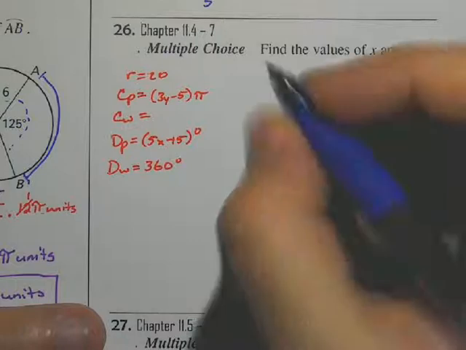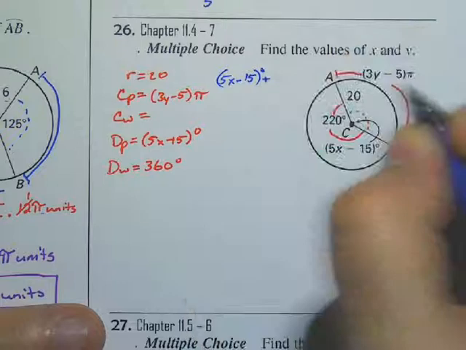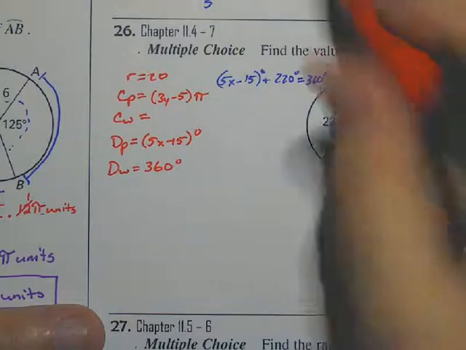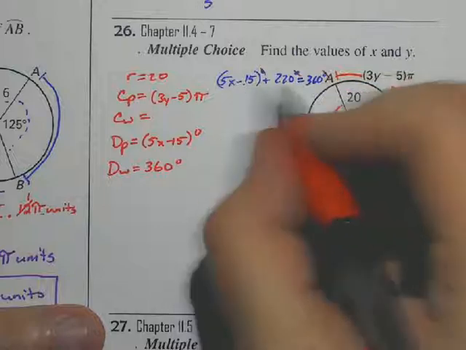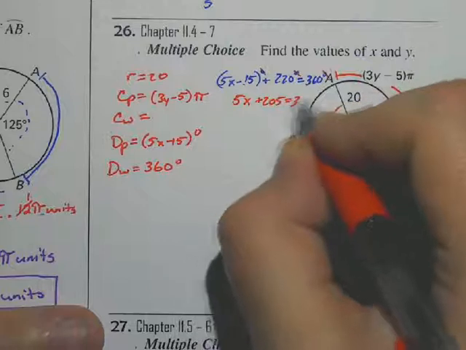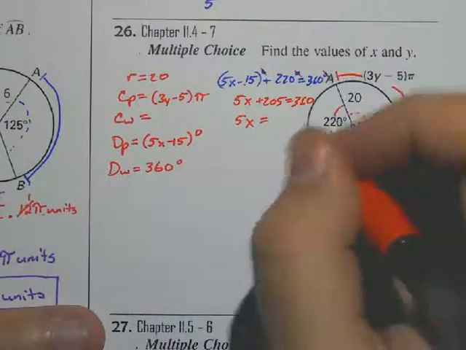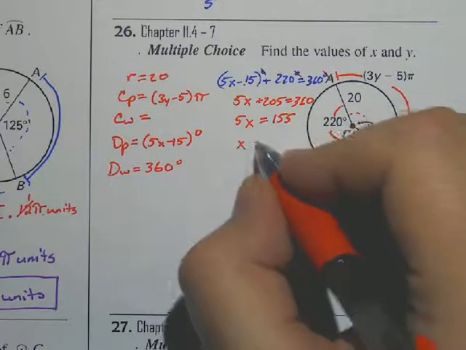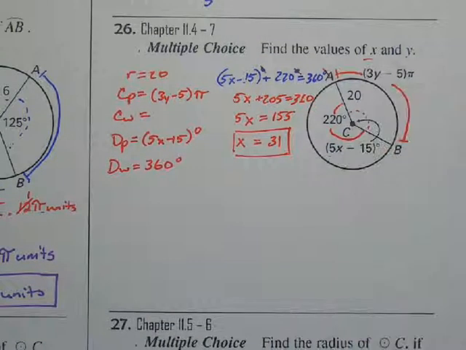So if I start that, I'm going to say 5x minus 15 degrees plus 220 degrees equals 360 degrees. Now, luckily with units, I can divide by degrees on all three of them and cancel those out. Putting these together, I get 5x minus 15 plus 220 is plus 205 equals 360. Subtract 205 from both sides. I get 5x equals 155, I believe. So divide by 5, and I'm going to get x equals 31. So there's my x, and that's one of the questions they asked us.